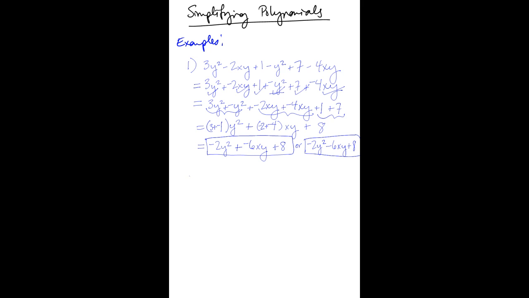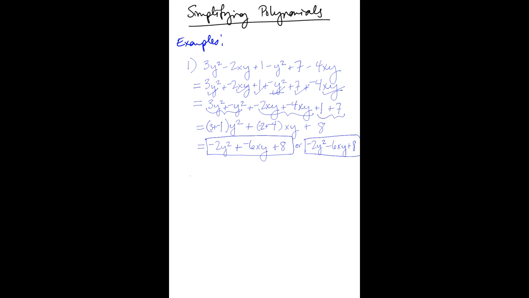So we can see how to simplify polynomials. All we need to do is rewrite all the subtraction as addition, and then we can rearrange the terms into whatever order we want. It makes sense to do that so that like terms are next to each other, and then we just combine like terms.